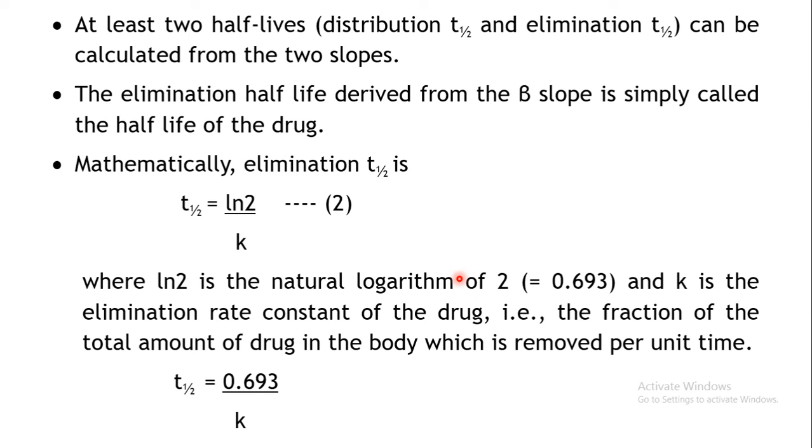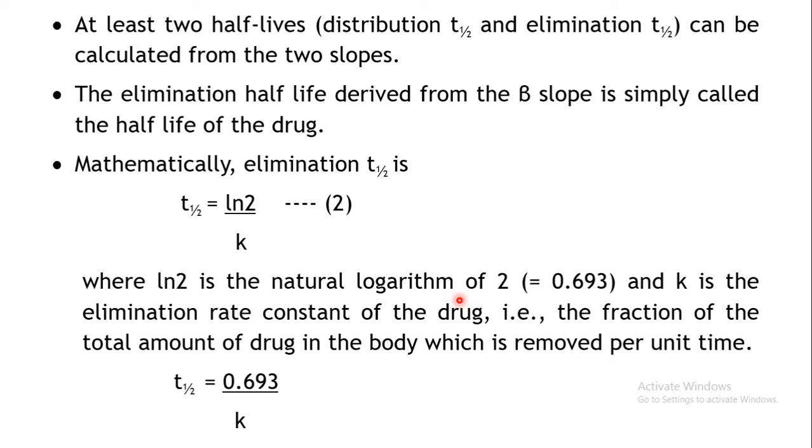Okay. So as I have told earlier that there are two slopes. There can be 2 T half-lives which can be calculated, but the initial one is due to the distribution. So we are interested in the later one, that is the elimination T half-life of that particular drug. Okay, so the formula which is given to calculate the T half-life of a particular drug is ln2 divided by k. ln2 is the natural logarithm of 2, the value of which is 0.693, and k is the elimination rate constant of that particular drug.